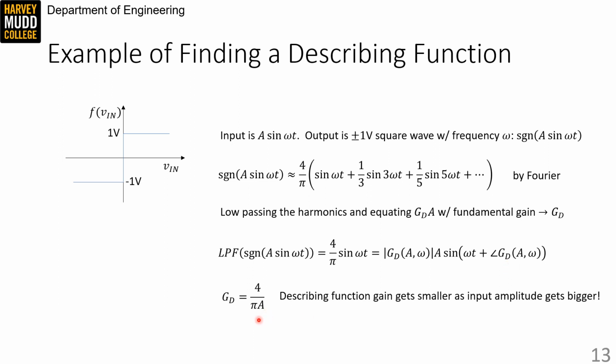So, rearranging slightly, we find that our describing function is 4 over pi A. And that's awesome because this describing function does what we promised. It makes it look like the magnitude of our gain decreases as the amplitude of our input increases. And that makes sense because no matter how big a sinusoid we put into this nonlinearity, our output square wave is plus or minus 1 volt. So our nonlinearity will scale up 1 millivolt sine waves but scale down 10 volt sine waves, and that's captured by having A in the denominator here.